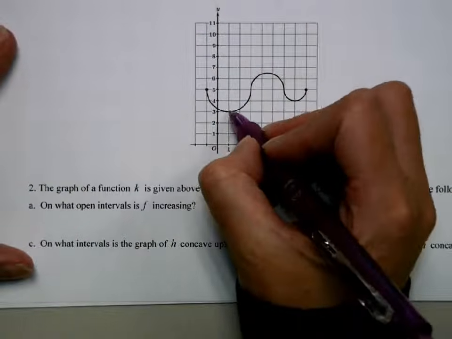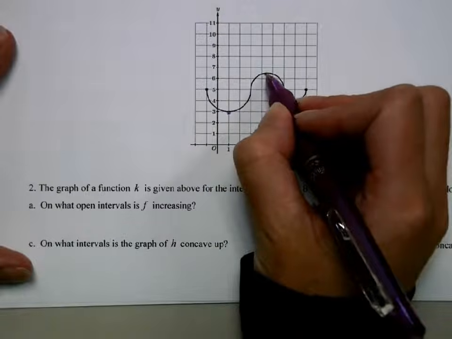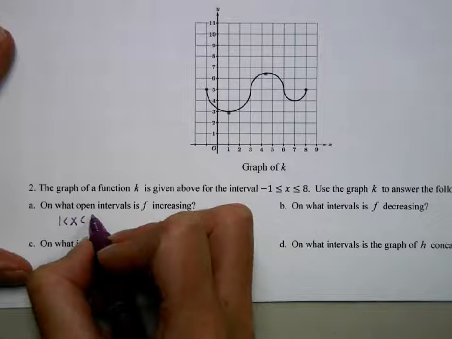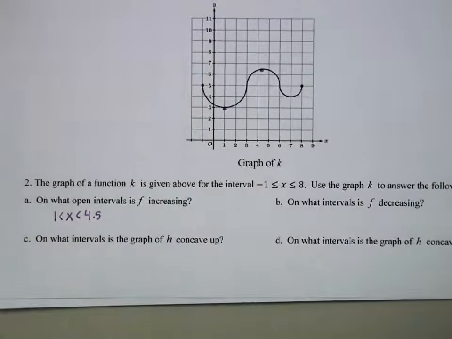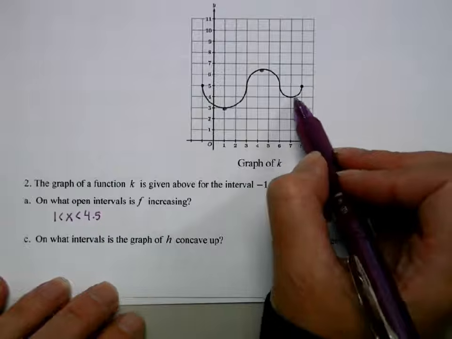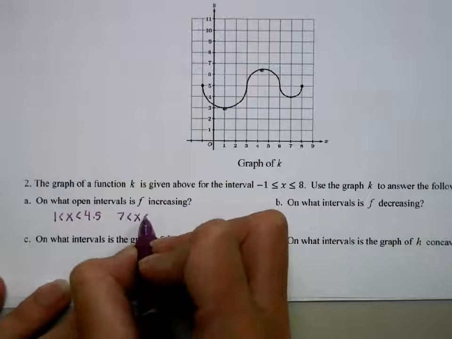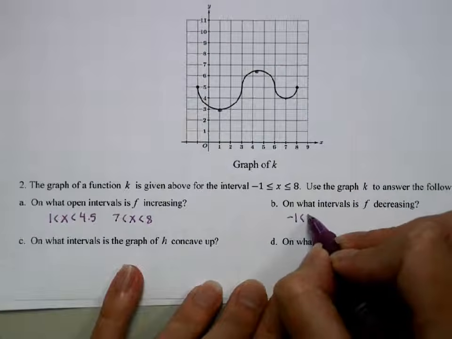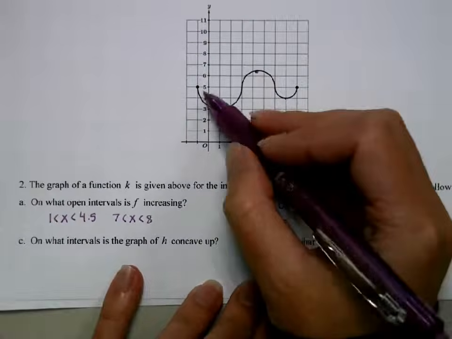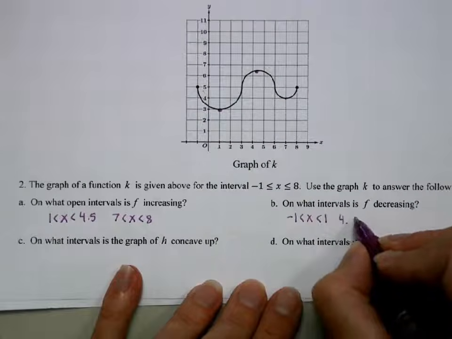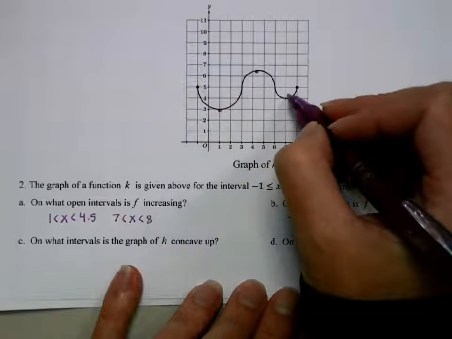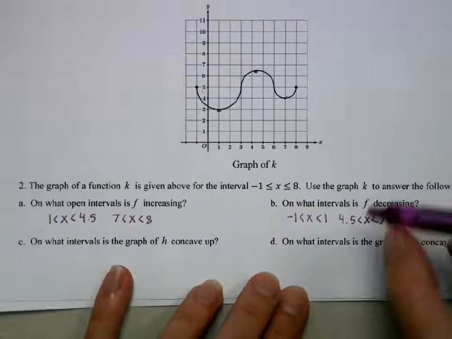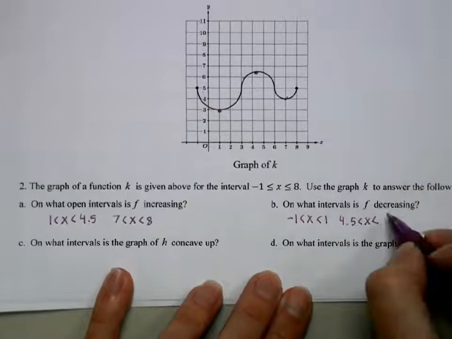All right, increasing, so we're going down and then up. So from 1 to about 4.5, and it's decreasing, then it's increasing there from 7 to 8. Our graph is decreasing from -1 to 1, and then from 4.5 on down to 7.